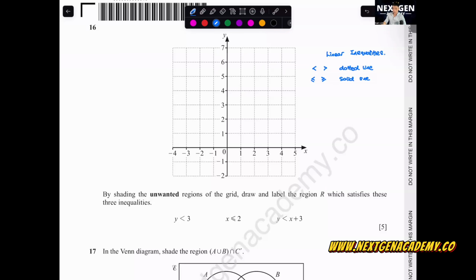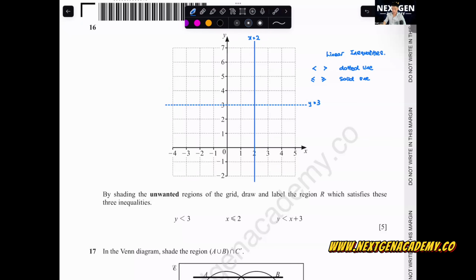So y, we will start with sketching, treat this as equal first. Y equals to 3. And then this one is less than, so it's a dotted line. So at y equals to 3, I want you all to draw a dotted line. Okay, like this. Y equals to 3. Then you label it, so you are clear what you are doing here. X equals to 2. This one will be a vertical line at 2. X equals to 2.